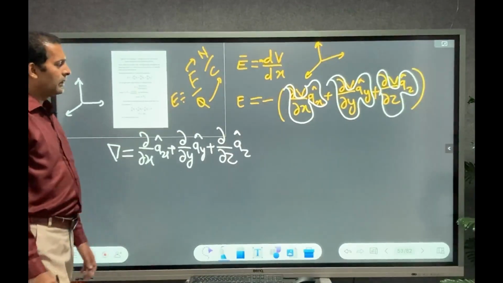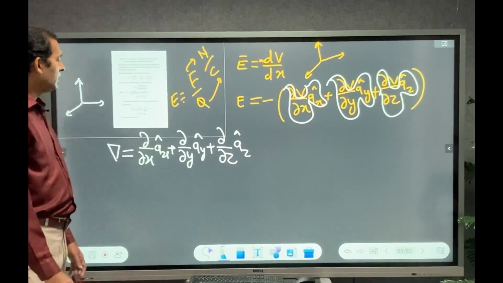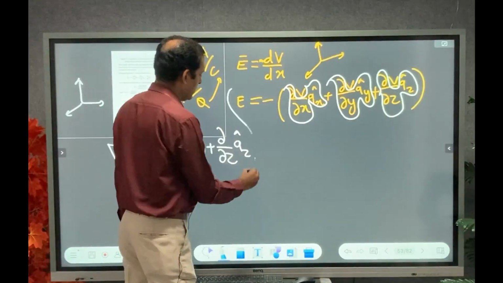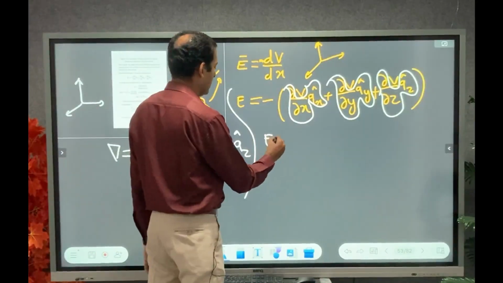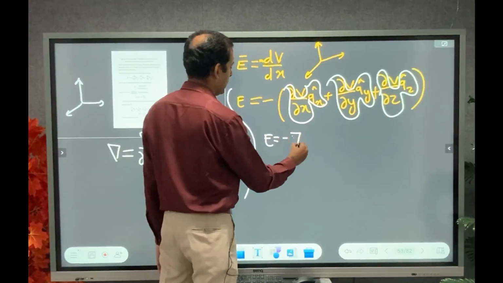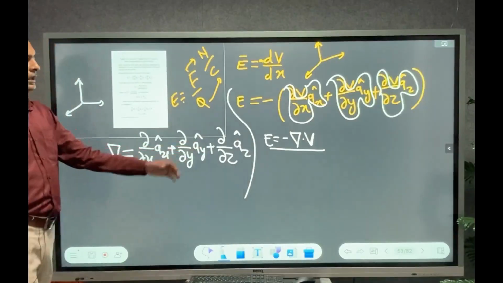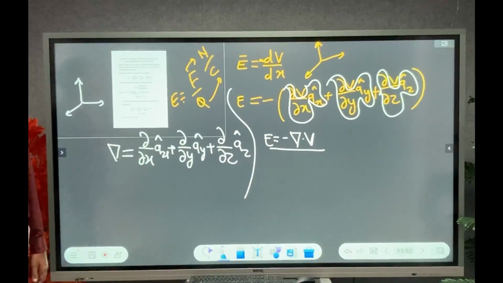Now this complete term we can replace with the del operator. So what can we write here? For this, electric field intensity will be equal to minus del dot V. This is another approach for deriving the relation between E and V.